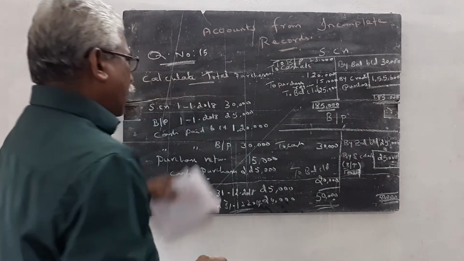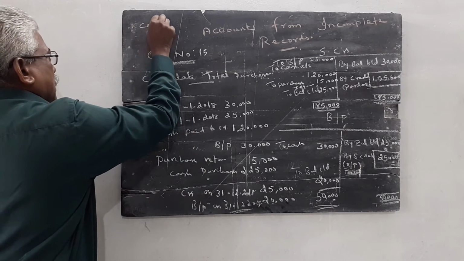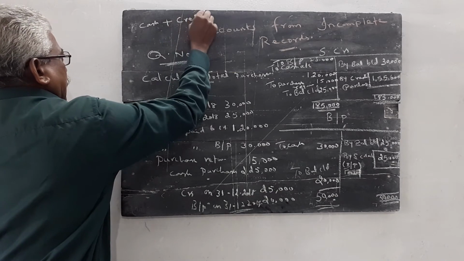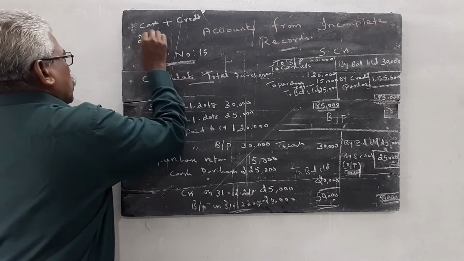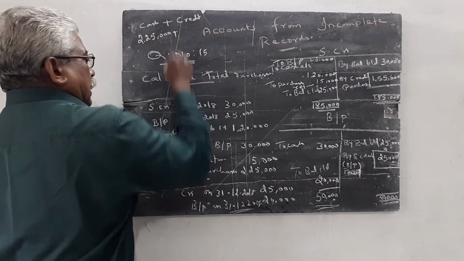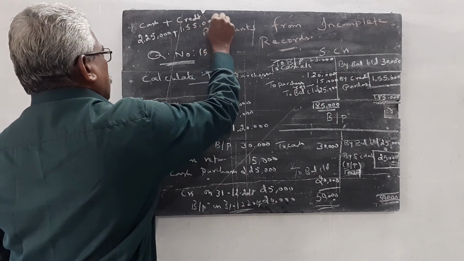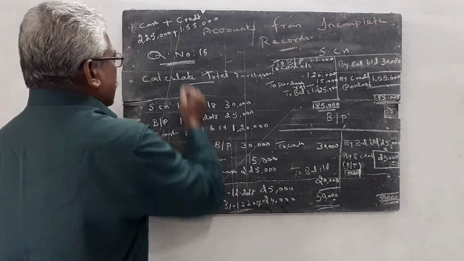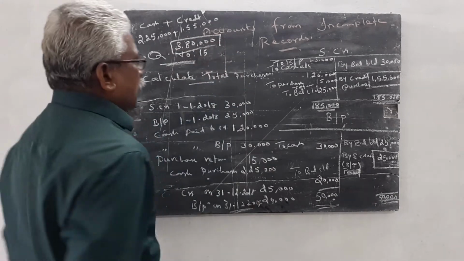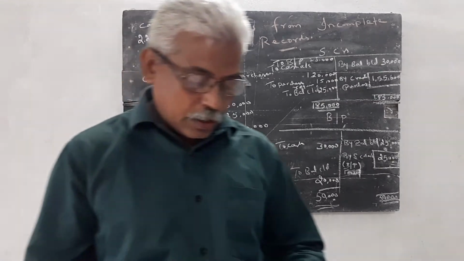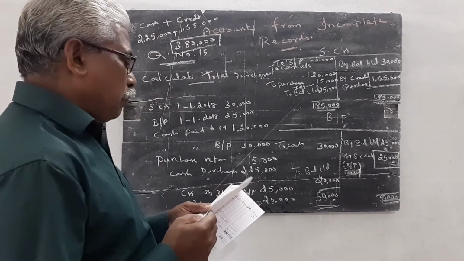Our question is to calculate total purchases. Total purchases is equal to cash purchases plus credit purchases. Cash purchases is given in the question: 2,25,000, plus credit purchases, the answer for this question, 1,55,000. So total purchases is equal to 3,80,000. So dear students, we completed question number 14 and 15, simple questions.